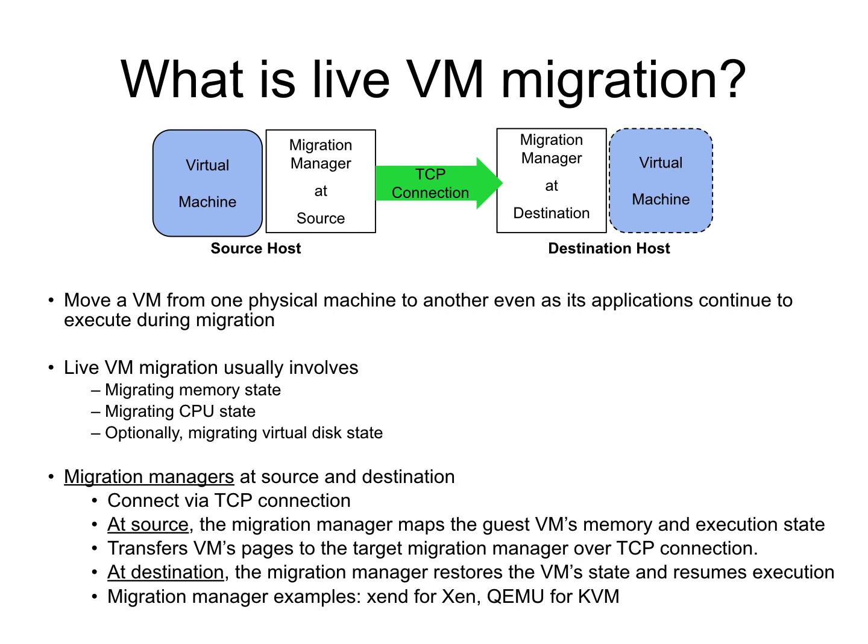If you think about how a migration might work, we can think of it as having two migration manager processes that are outside of the virtual machine. These migration manager processes talk to each other. They establish a TCP connection with each other. The source migration manager would map the memory contents and the execution state into its own address space, and then transfer this state over the TCP connection to the destination migration manager. There, the destination migration manager will receive the state and restore it back into a virtual machine at the destination.